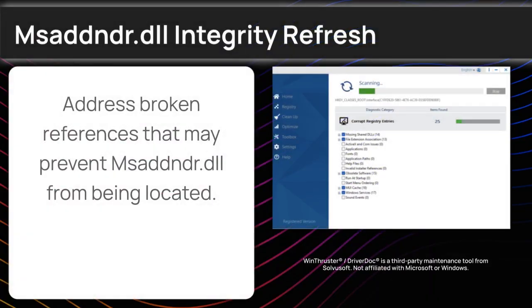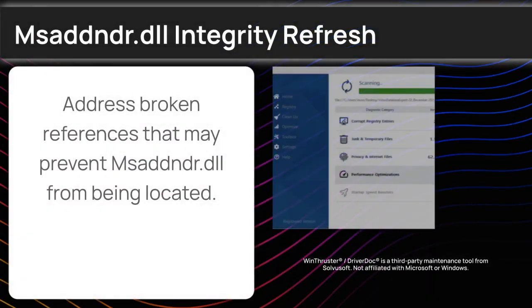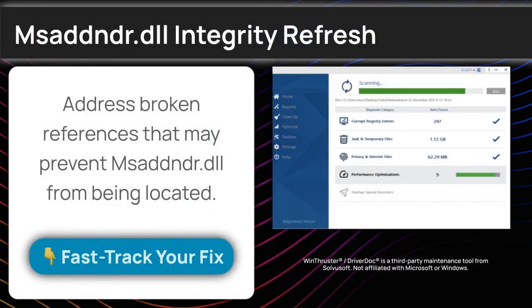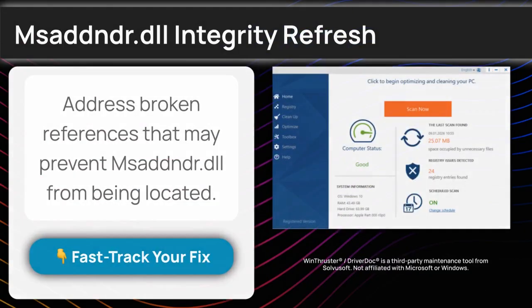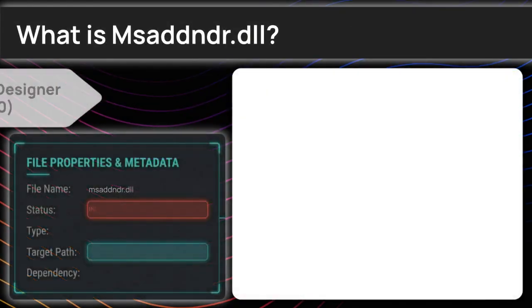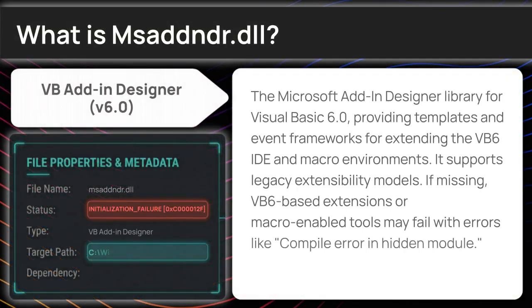As we look at the manual steps for Microsoft Add-in Designer, there is also a diagnostic resource for reviewing your overall system health. This is the Microsoft Add-in Designer library for Visual Basic 6.0, providing templates and event frameworks for extending the VB6 IDE and macro environments. It supports legacy extensibility models. If missing, VB6-based extensions or macro-enabled tools may fail with errors like compile error in hidden module.